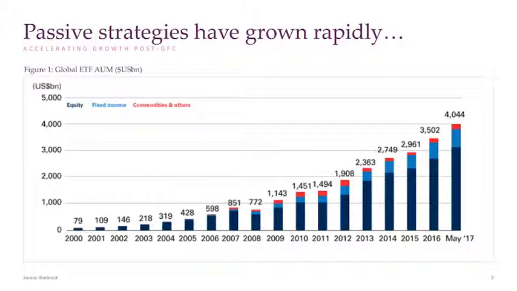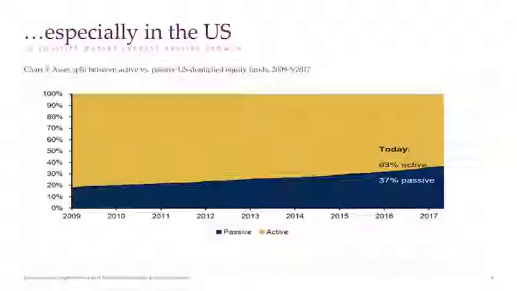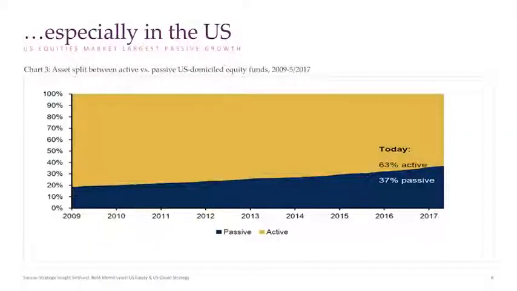And in fact, the growth has been most pronounced in the US. Now, what this does here is pick up the trend since 2009 post-GFC in US equities, yellow's active, and blue's passive. So you can see there on the left-hand side there, the active passive split in US equity funds at 2009, around about 82-18 in terms of the mix. And as we move on to the right-hand side there, the mix is roughly two-thirds, one-third, 63% active, 37% passive.